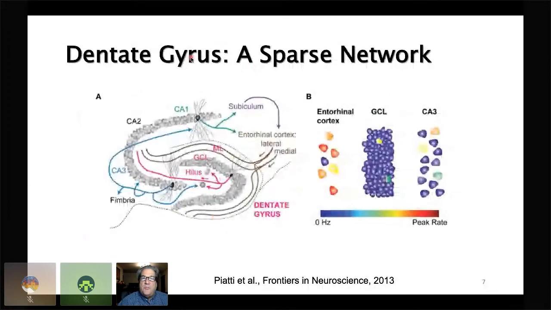A main property of the dentate that defines its function is that it activates very, very sparsely. This is due to a lot of factors, but one of the main ones is local circuit inhibition within the dentate gyrus. The anterolateral cortex, as I discussed previously, projects to the dentate through the perforant path, the medial and lateral perforant path, excites these granule cells, and those granule cells then project on out to CA3.